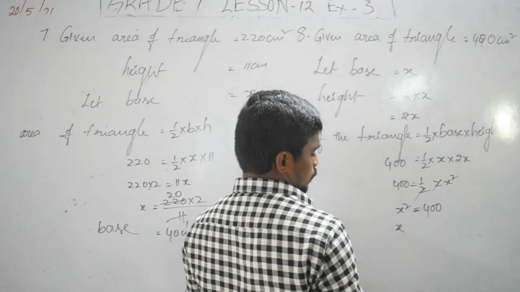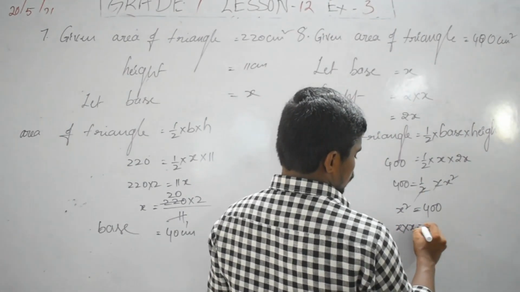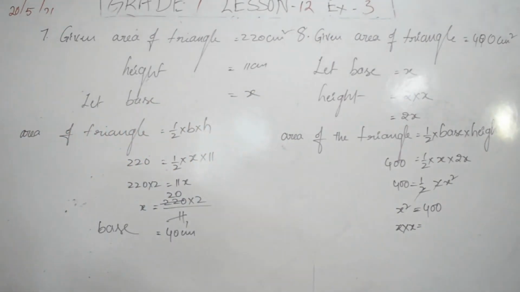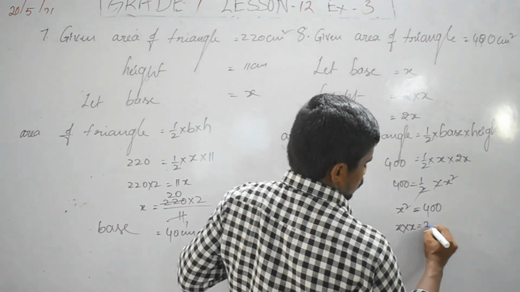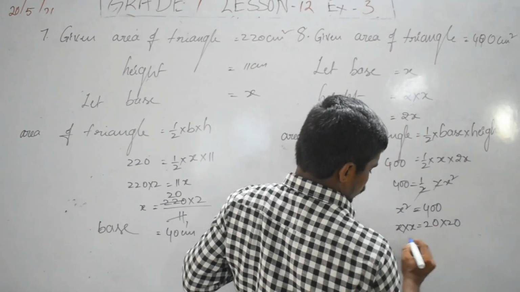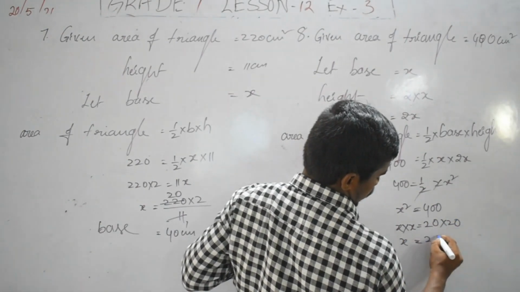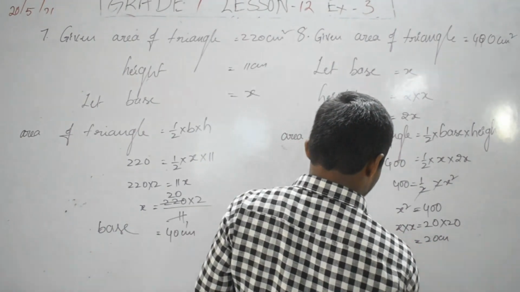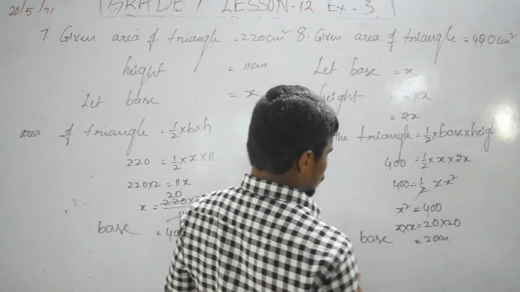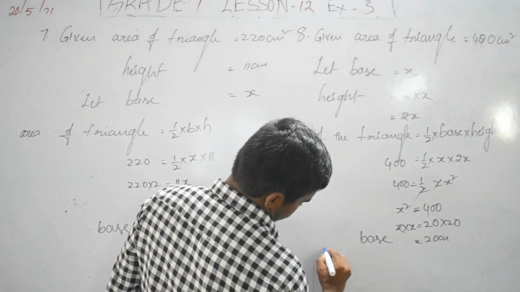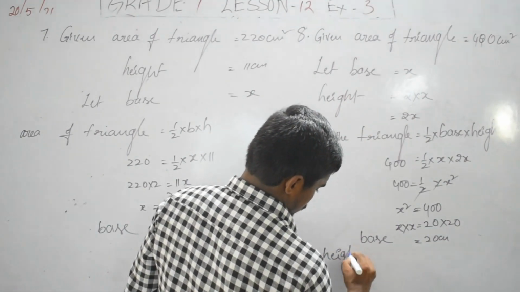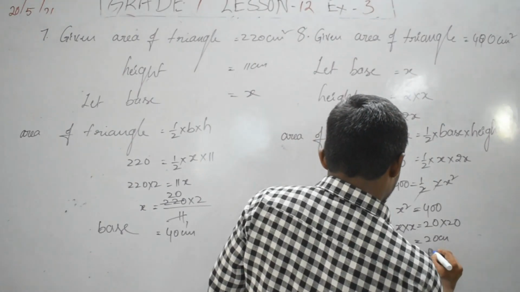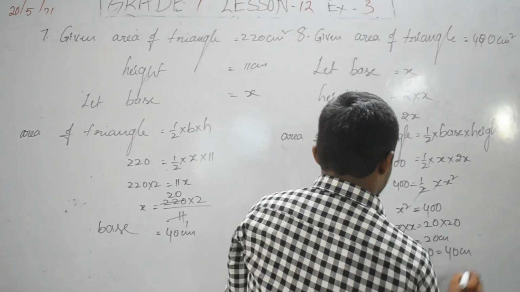So 2 cancels. x square equals 400. x square is x into x. Which two numbers are we multiplying to get 400? Square root, so x equals 20 centimeters. What is x? Base. Base equals 20. So now height equals 2x, 2 into 20, 40 centimeters.